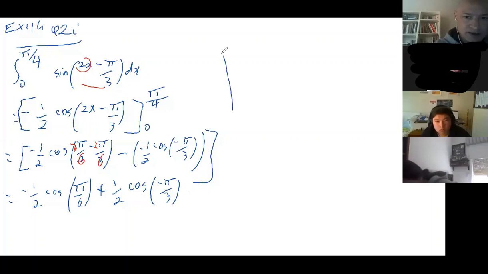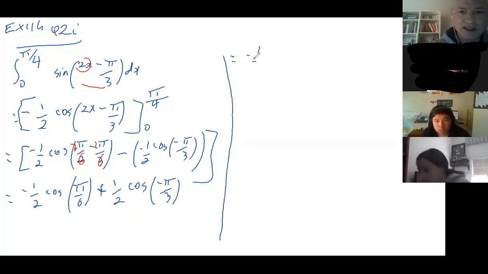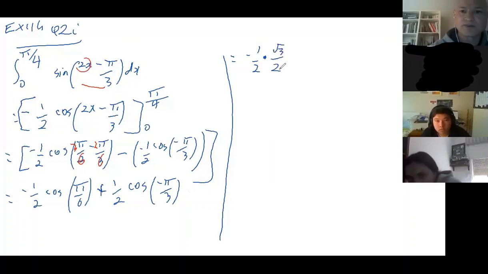I'm going to continue with the question up on the side. So this gives me negative a half cos of pi on 6. Cos of pi on 6 is square root of 3 over 2. So this becomes times the square root of 3 divided by 2. Plus my half cos of negative pi over 3.